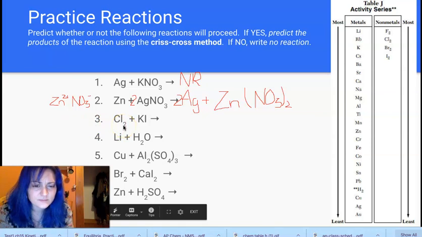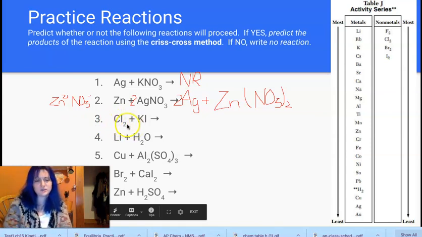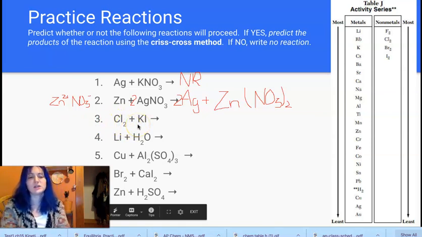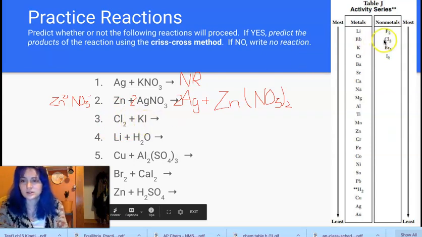So let's look at the next one. All right, we have Cl2 plus KI. So in this reaction, we're actually looking at the anions, the nonmetals. So I, Cl, and I. Chlorine is more active than iodine. So chlorine would rather be bonded to the potassium than iodine would. So this reaction will proceed. All right, so iodine is going to come out, and iodine exists as a diatomic element, so we always have to write it like that.